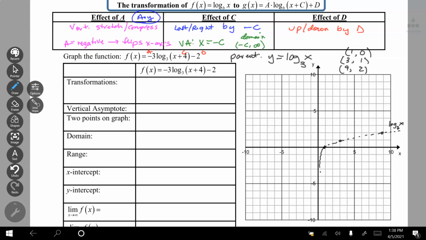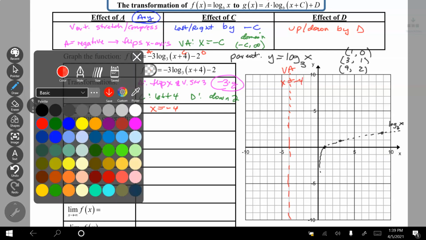That's the parent graph. What are the transformations I see? Well, let's see. My a value is going to flip over the x-axis and vertically stretch by 3, or better yet, negative 3 times the y values. My c value is going to go left 4, and my d value is going to go down 2. Not only is it left 4, x equals negative 4 is going to be the VA. So I'm going to mark that to begin with. Here's my VA of x equals negative 4. And now let's do the points.